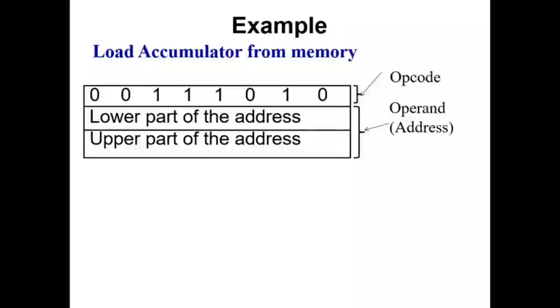So if we are going to mention the opcode, which like you can see is 8 bits, and the address is taking 16 bits, which is 2 bytes, it means that loading the accumulator from memory is a 3-byte instruction. The first byte means loading the accumulator, and then the next 2 bytes are the address from where we are going to get data to be put into the accumulator.